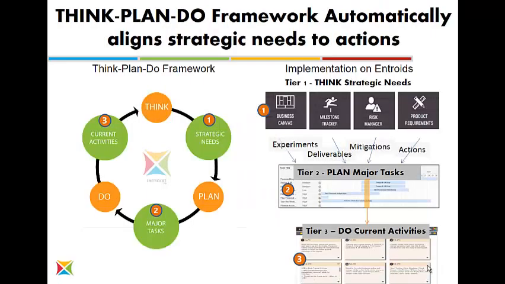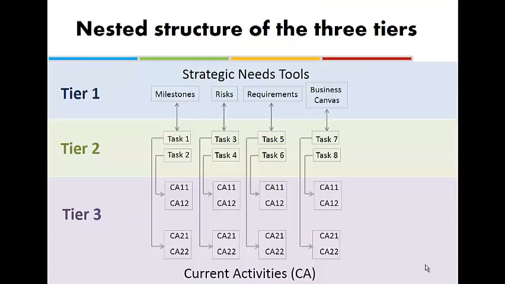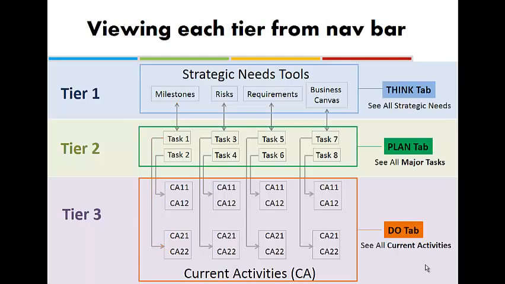In Tier 1, there are 4 tools to define your most important needs. In Tier 2, you plan the major tasks, or your rocks, of your execution. And in Tier 3, you do what's important. These are the pebbles of your execution. Each Tier 1 need has one or more tasks associated with it, and each task has one or more current activities associated.